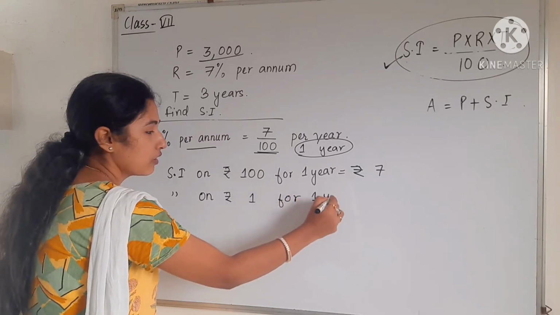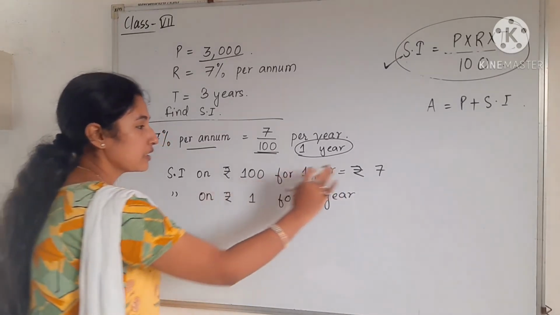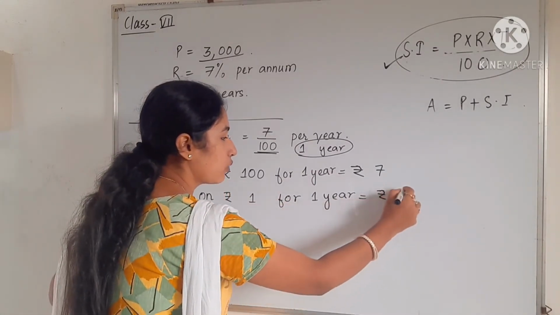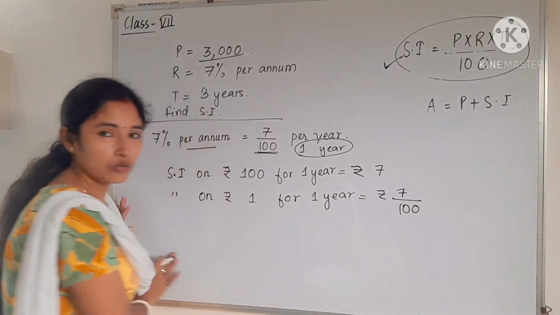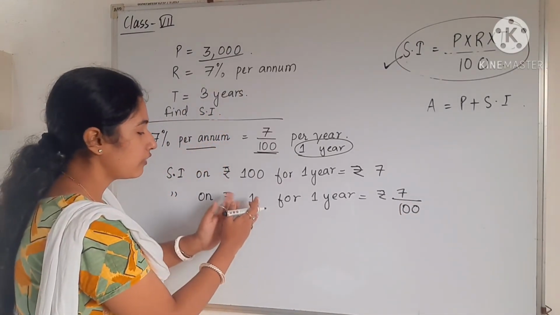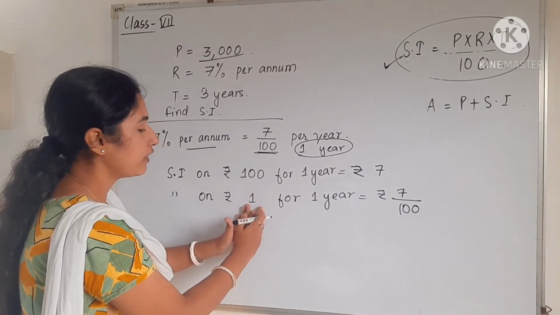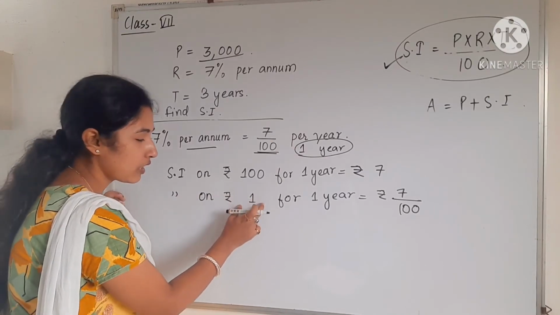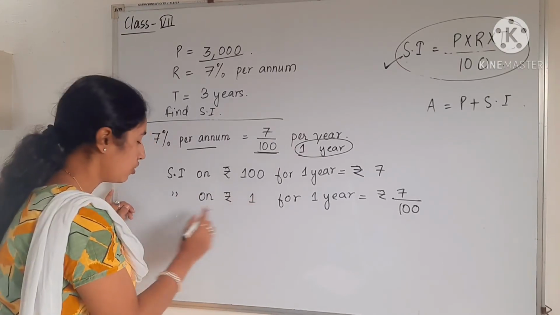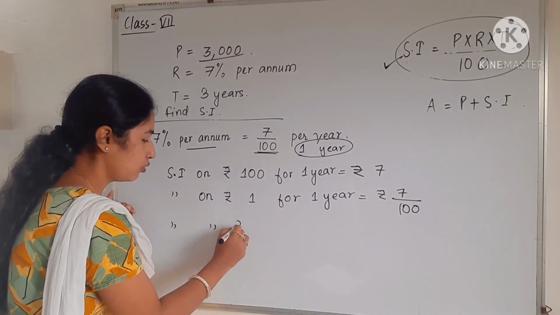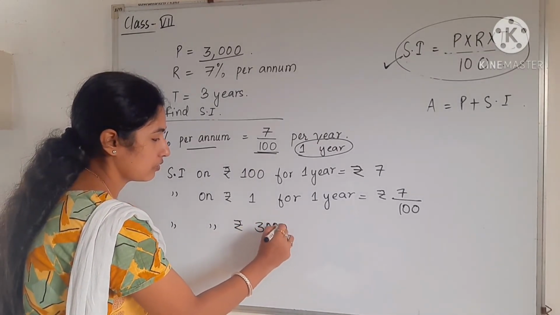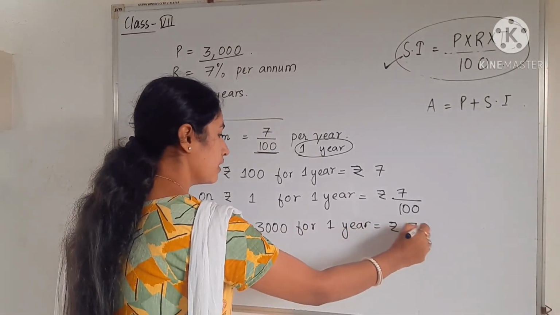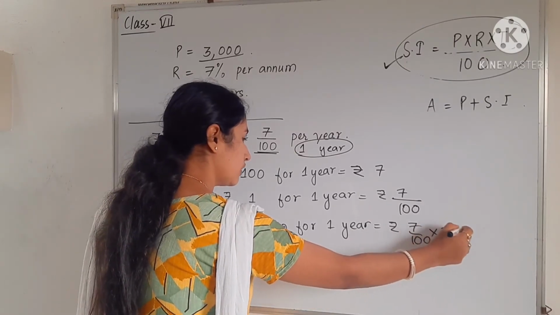So what will it be? For 100 rupees it is 7, so for 1 rupee it will decrease. How much will it decrease? Yes, we have to write rupees 7 by 100. Now, if we know for 1, then we can easily find for 2, for 3, for 5, for any amount. For 1000, for 3000 also. So SI on rupees 3000 for 1 year will be rupees 7 by 100 into 3000.